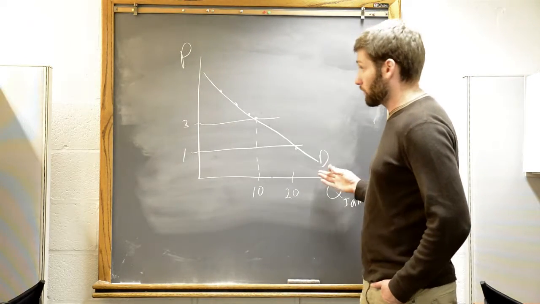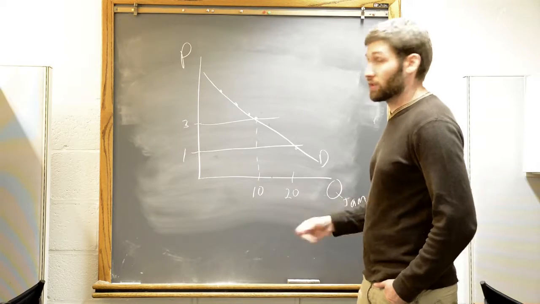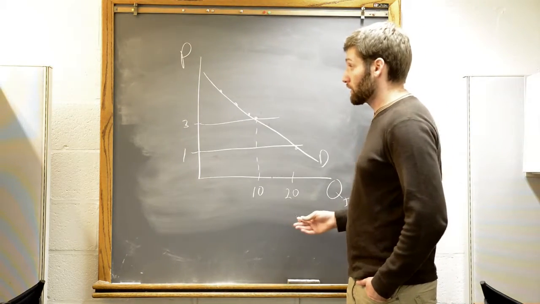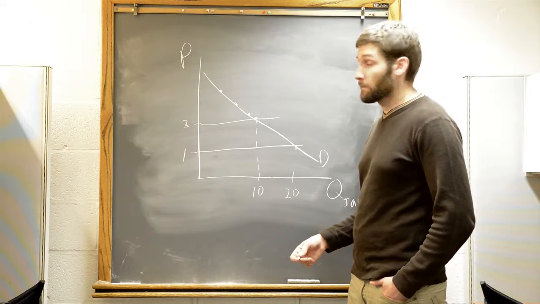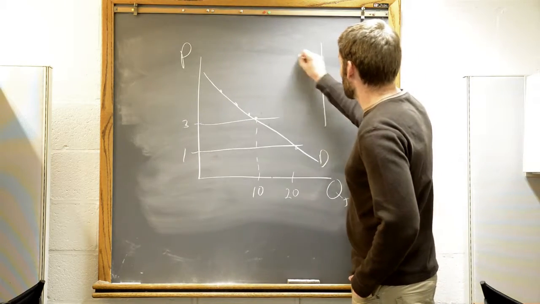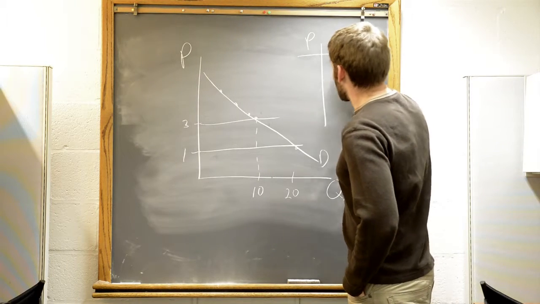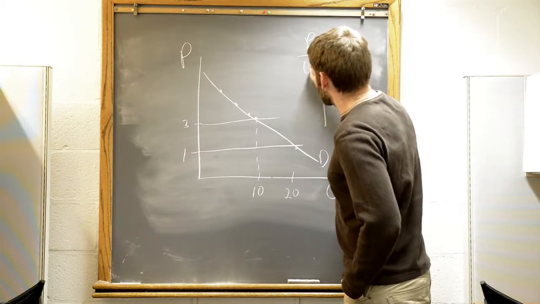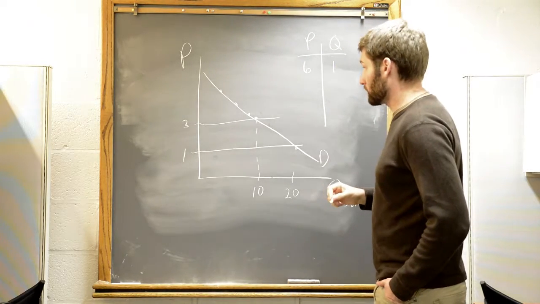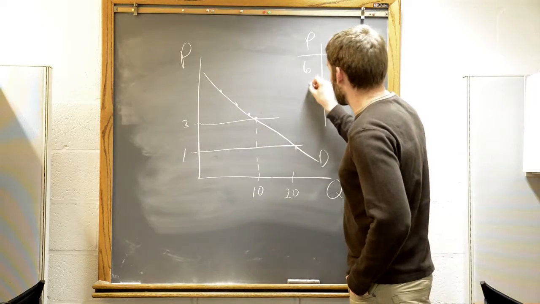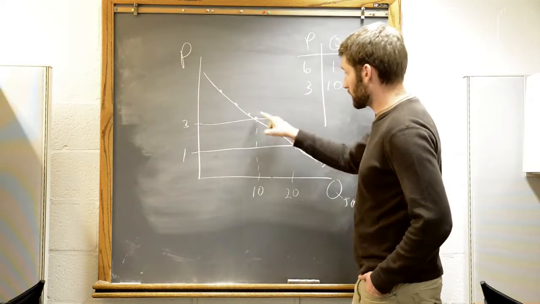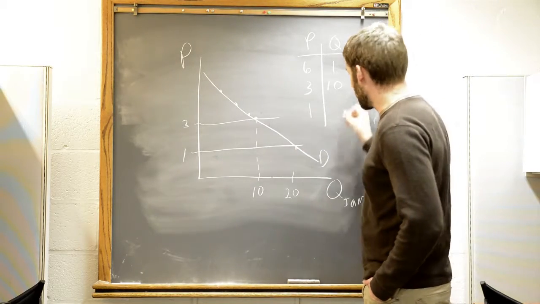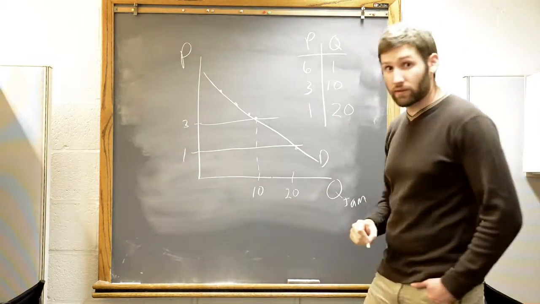So what's really powerful about the demand curve is that it tells us a variety of information, which is at any price we can know what quantity will be demanded. We can also represent this in a table where we have the price and the quantity. So at a price of $6, maybe only one will be sold. Here we see that at a price of $3, 10 will be sold. What about at a price of 1? Well, in that case, our demand curve shows that 20 will be sold.